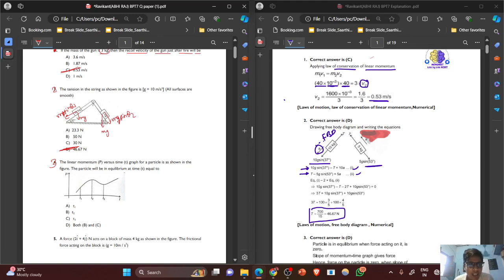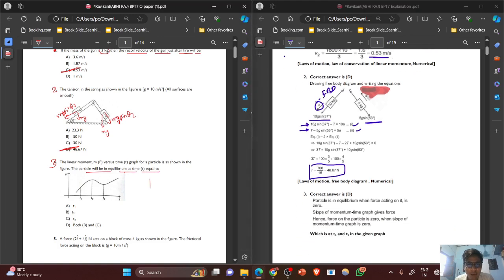It is saying that the linear momentum versus time graph of a particle is shown in the figure. The particle will be in equilibrium at time... Okay, you know that the particle will be at equilibrium when the net external force is zero. Net external force means change in momentum upon change in time should be zero, which means the slope of the momentum-time graph should be zero.